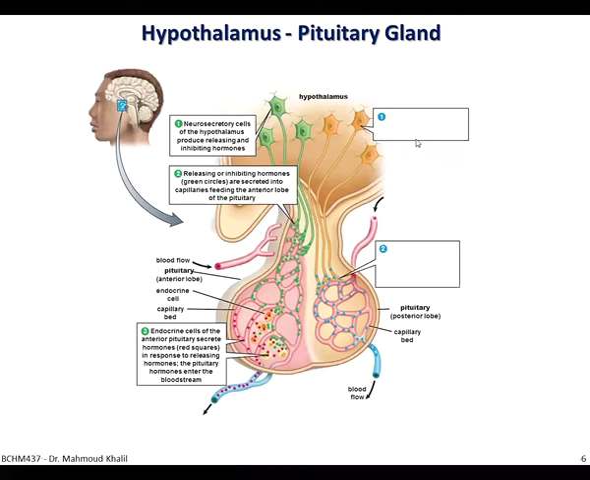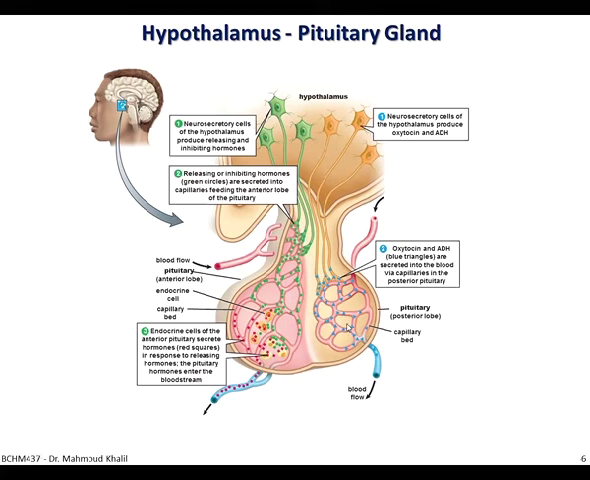While in the case of the posterior pituitary gland, you can see that the neurosecretory cells in the hypothalamus secrete only two hormones, oxytocin and ADH. These are the blue triangles, which, as you can see, are secreted into the blood inside the posterior pituitary gland, and conveyed to the blood flow via the capillaries of the posterior pituitary gland.